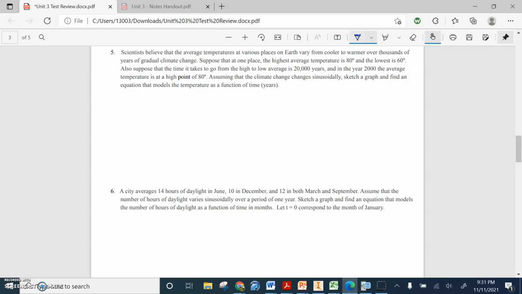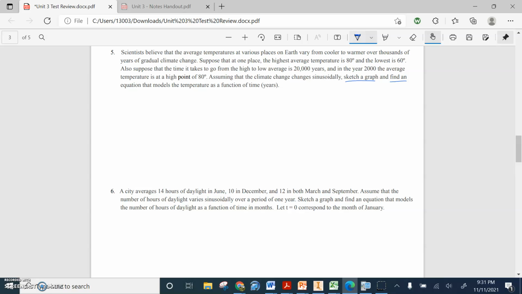Once you've read through the whole problem, whether it asks you to do this or not, I do recommend you sketch a graph. This one in particular does ask you to sketch a graph and find an equation. It just says an equation. It doesn't say a sine or cosine in particular, so we'll determine that after we've gotten the graph set up.